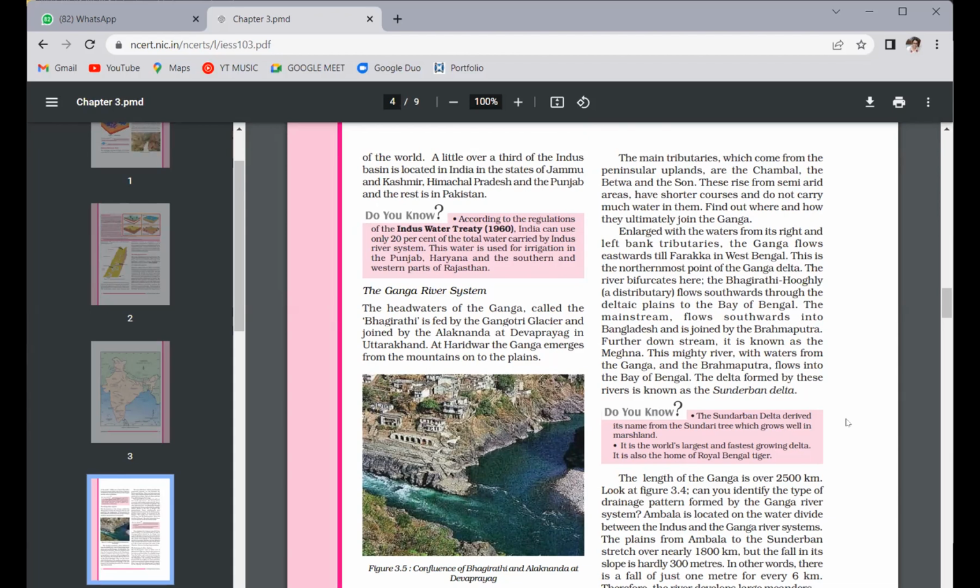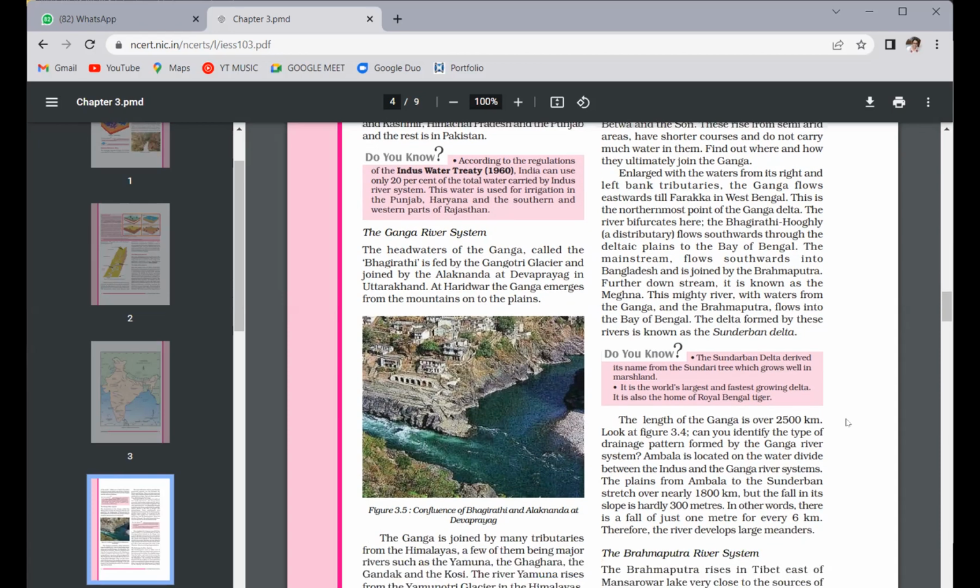It is the world's largest and fastest growing delta. It is also the home of the Royal Bengal tiger. The length of the Ganga is over 2,500 kilometers. Look at figure 3.4. Can you identify the type of drainage pattern formed by the Ganga river system?